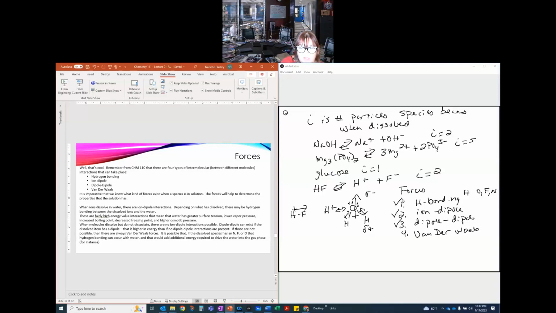It's very transient. Everything has van der Waals forces. Everything. I don't care what it is. So that is always going to be present. The question is, are any of these other things going to be present? And of course, what we're looking at right here with this H and this F, we have all of those.